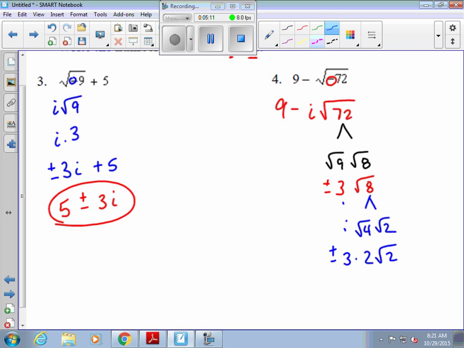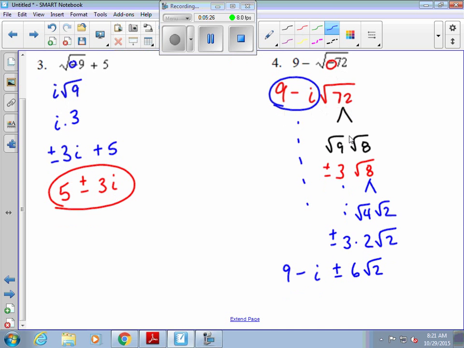So 3 times 2 is both positive or negative 6 times the square root of 2. And if we bring all the rest of this down, I know it took a little while to get it down here, 9 minus i times that. So if we put all of this in a better order to make it say a plus bi, it's going to say 9, because that's first, that's your a value.